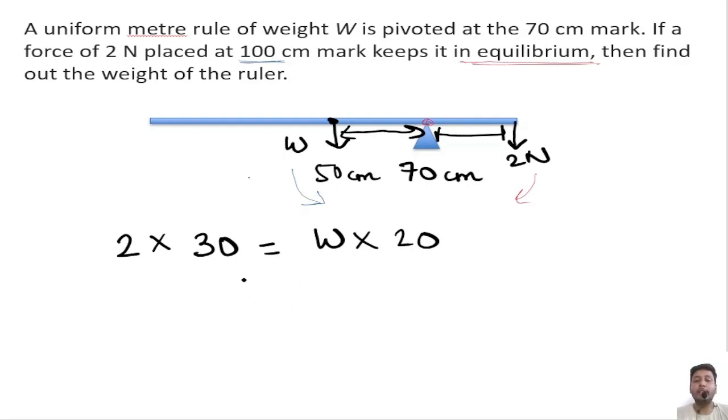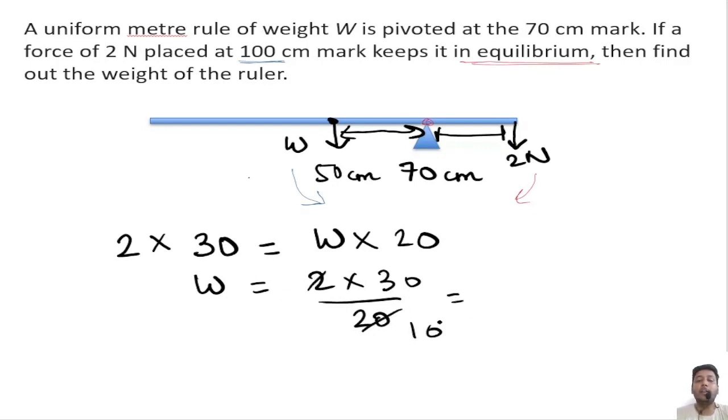So let us solve this equation for W. W will be equal to 2 multiplied by 30, divided by 20. This gives me 3. So finally, the weight of the ruler is 3 Newton. Because the force balancing it is in Newton, the final answer will also be in Newton.